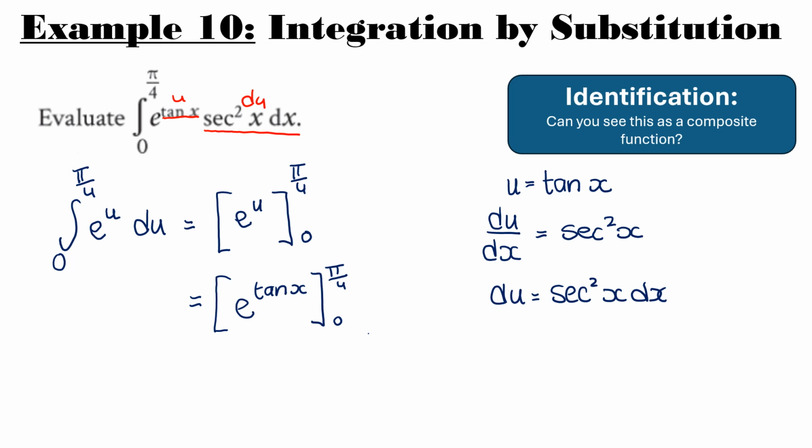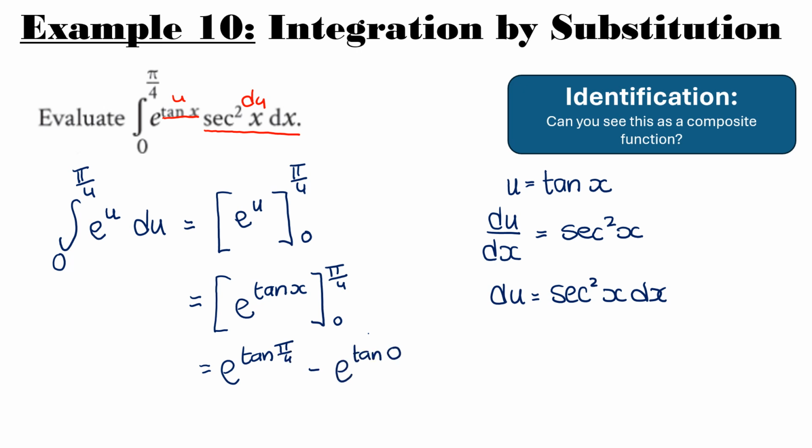If you're wondering, well, where does the sec squared go? Think of this as the opposite of the chain rule. If we had started with this to begin with, we would have differentiated it, which would have just stayed e to the power of tan x, multiplied by the derivative of tan x, which is sec squared. So that sec squared was brought in when it was differentiated. So when we work backwards, when we integrate, that's where we got rid of it. So this is going to be e to the tan of pi over 4 minus e to the tan of 0.